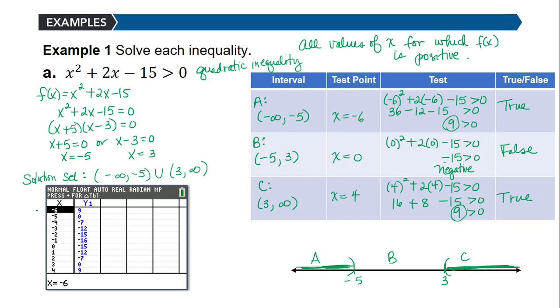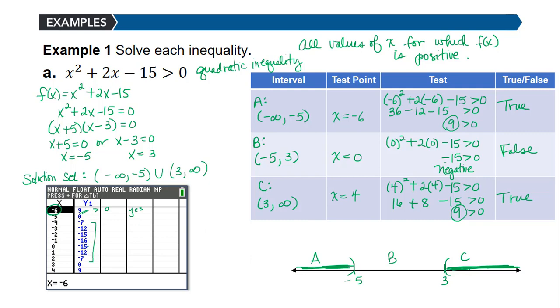If I found the test point of -6, well, my test point is -6, but the output value is 9. Is that greater than 0? So yes, that's true. Between -5 and 3, I see a lot of values here.